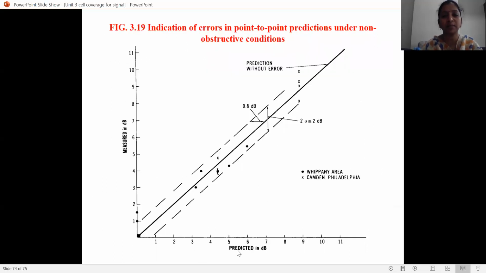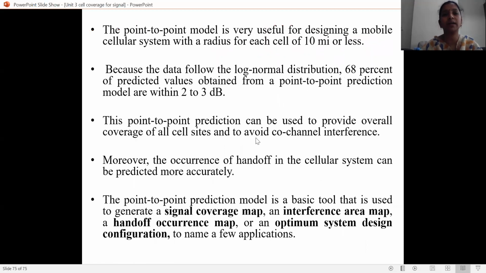So the point-to-point model is very useful. You can see here the x-axis is predicted in dB and the y-axis is measured in dB. So what we are getting is, when we take the point-to-point model, it is very useful for designing a mobile cellular system. For the radius of each cell, the coverage areas are less because the data follow the log normal distribution. 68% of the predicted values obtained from a point-to-point prediction model are within 2 to 3 dB. When we go for the point-to-point model, the predicted values vary within 2 to 3 dB. It is a very small value when compared to area prediction, which is 8 dB.